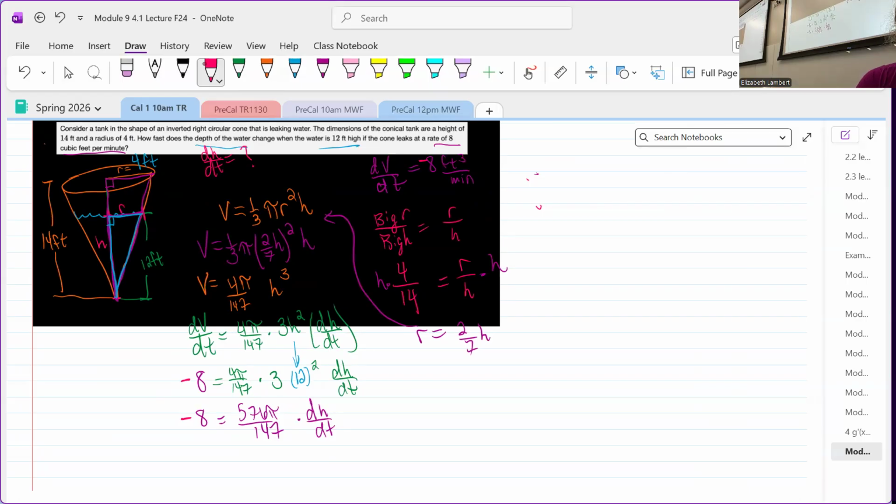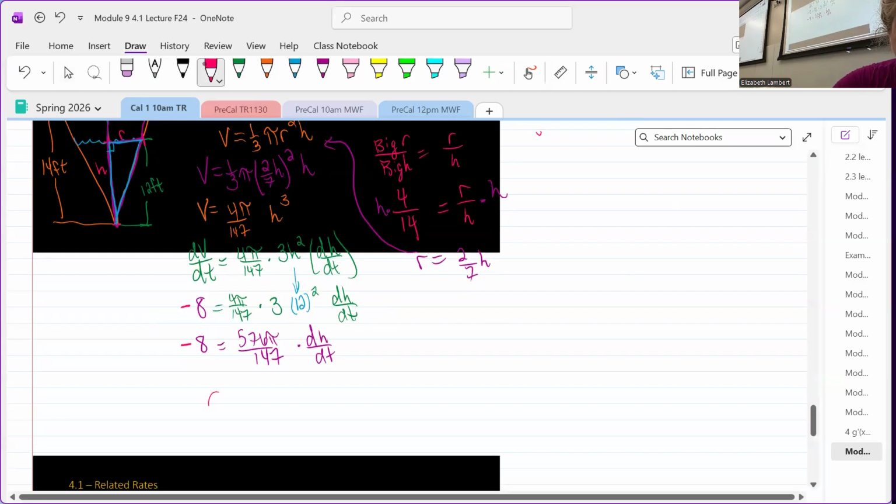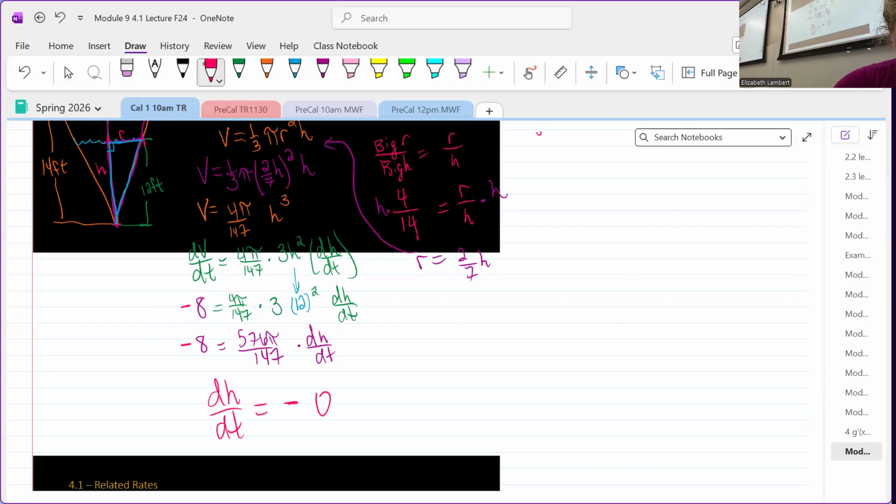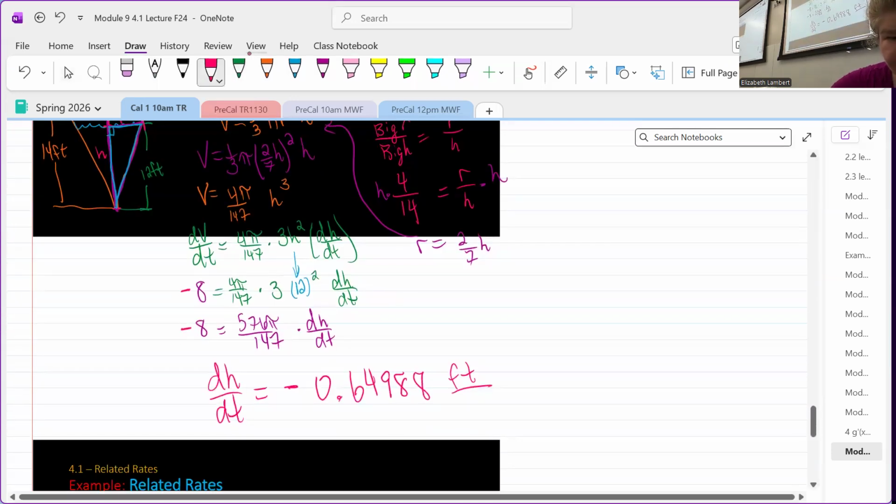So now negative 8 divided by, open parentheses, 576 pi divided by 147. So I put that in parentheses when I divided. So dH/dt is negative 0.64988. And h is a distance, so that's feet per minute for our time.